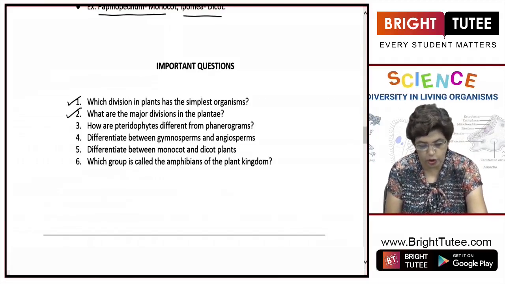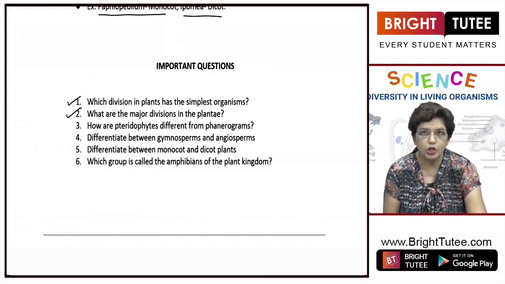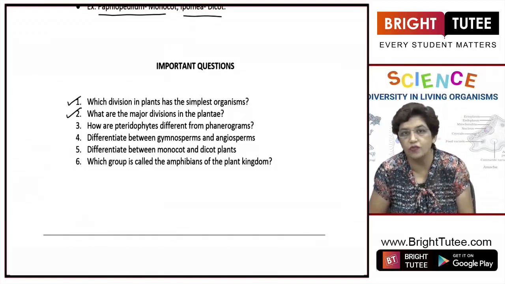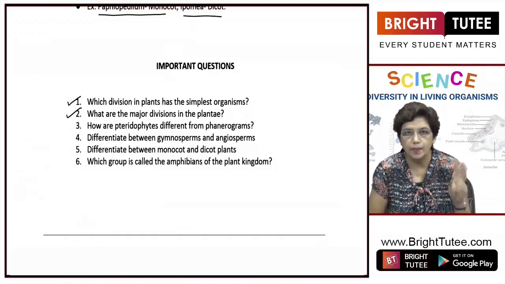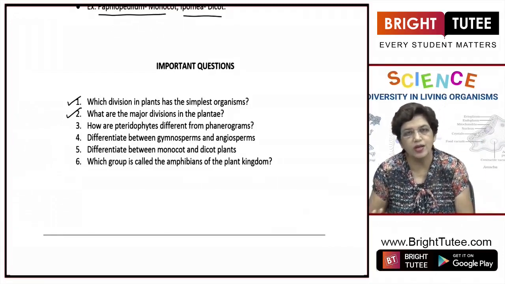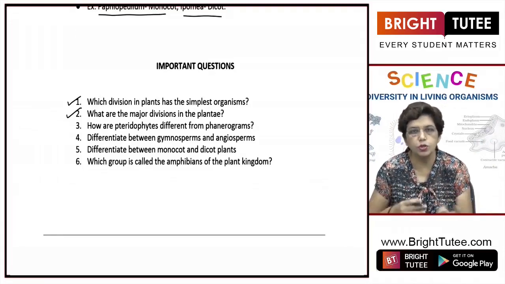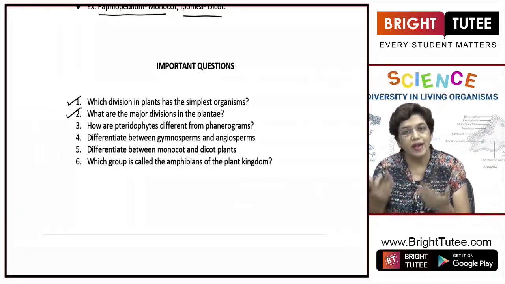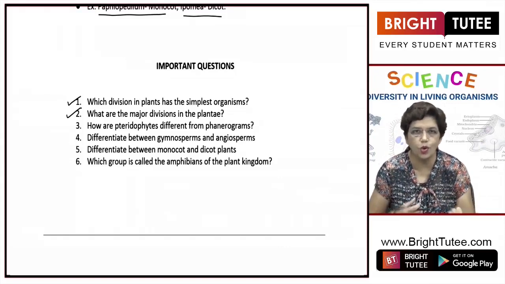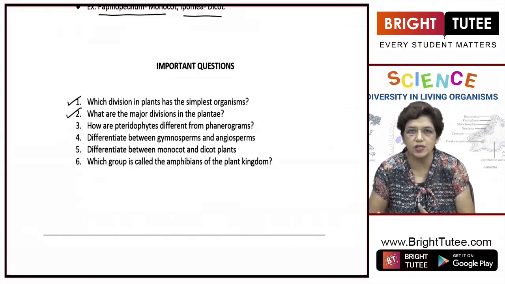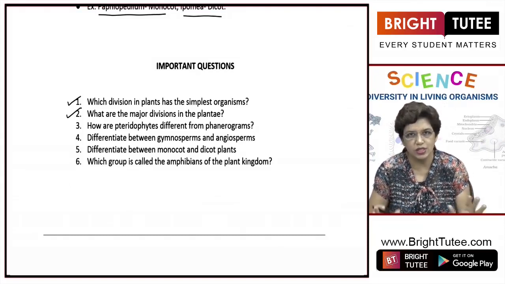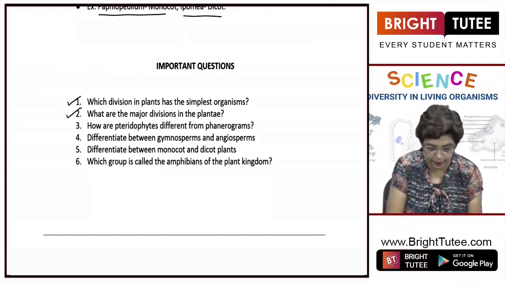Second question. What are the major divisions in the Plantae? So the major divisions, you have to follow the flow chart. Thallophyta, Bryophyta, Pteridophyta, these are cryptogamae. On the other hand, we have phanerogams, which are further divided into gymnosperms and angiosperms. Angiosperms are further divided into monocots and dicots. I've just discussed in detail all these categories. You have to just mention all of them briefly here.